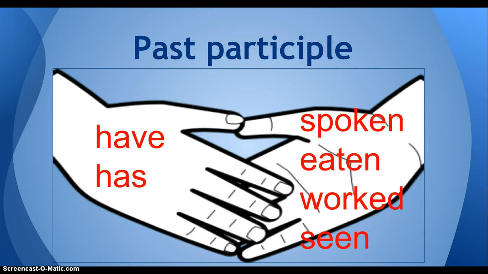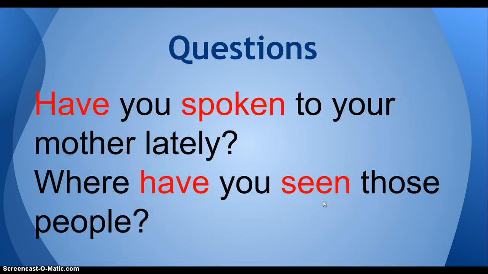Let's start with the present perfect forms first, and remember there's two parts to the present perfect. You have the auxiliaries have or has if it's third person singular, and that goes with the past participle of the principal verb. And those verbs of course can be irregular, such as spoken or eaten or seen, or they can be regular, such as worked. So when we form a question, again, we use the auxiliary have or has, and the principal verb does not change. It stays in the form of the past participle, as in this example.